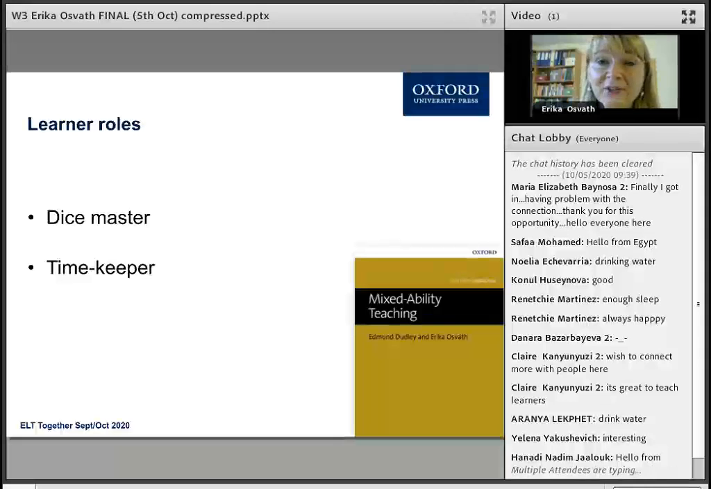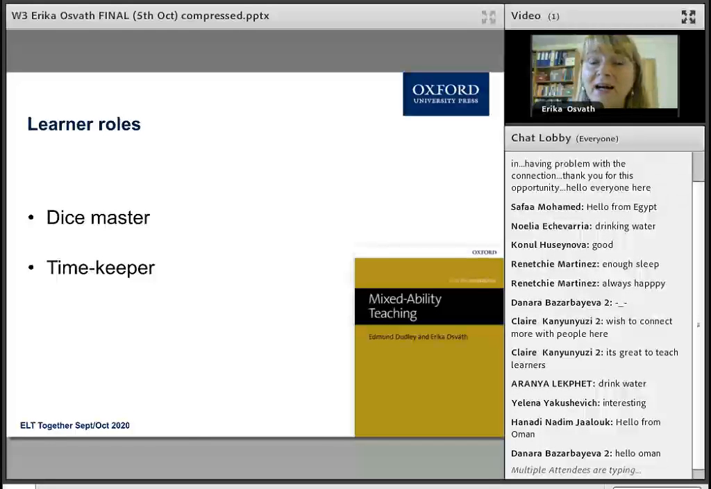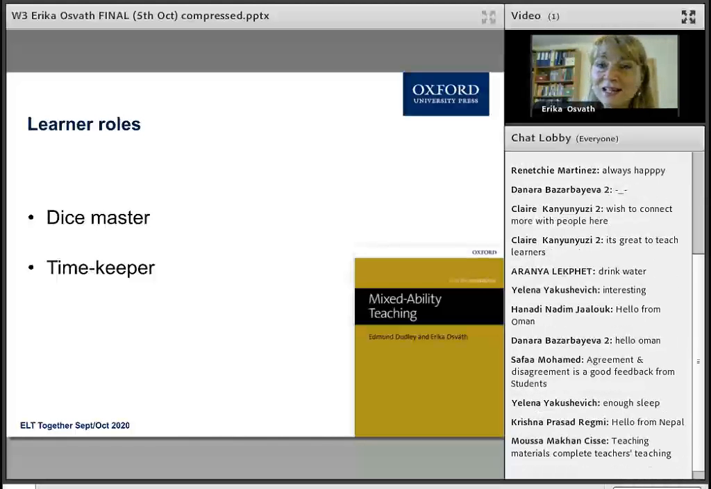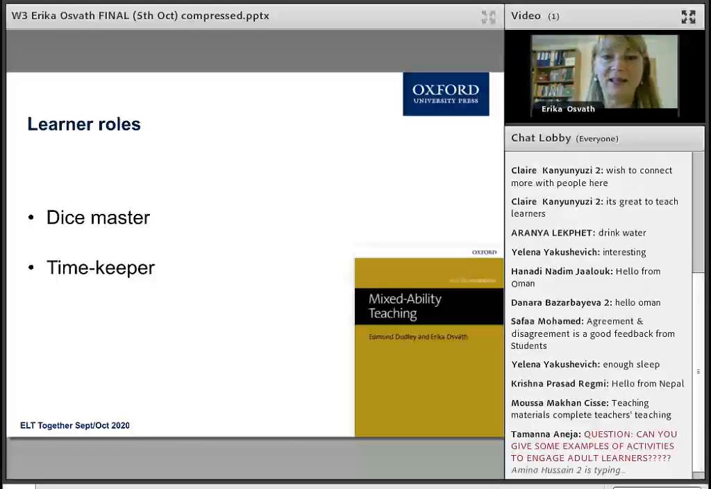In the same way, you can also have a timekeeper in the face-to-face classroom. Maybe a weaker student who finds it more difficult to write or is slower at writing or maybe dyslexic. You can say at one point, okay, so in this activity, you are the timekeeper. Can you make sure that after 5 minutes, everybody stops writing and tell me when the time's up? And again, they feel involved and engaged in the lesson, and also proud that they have an important task.